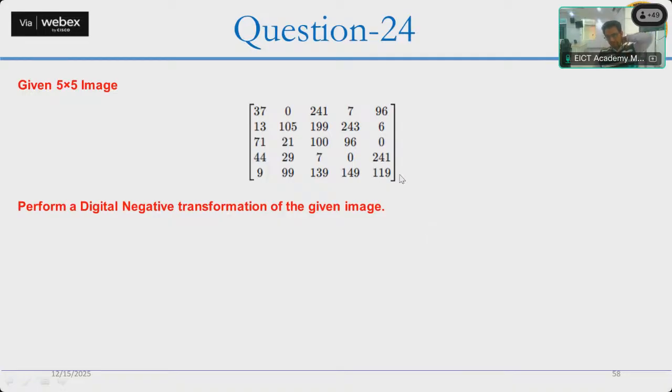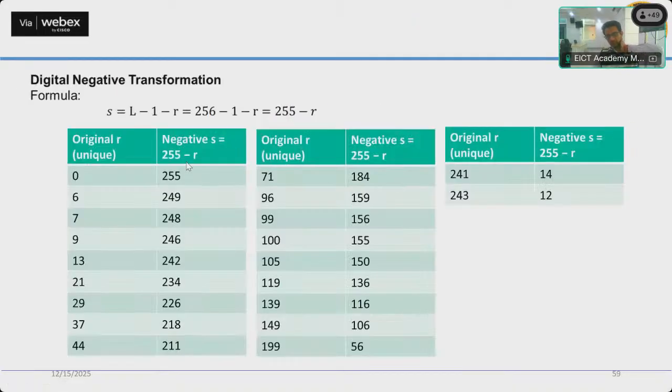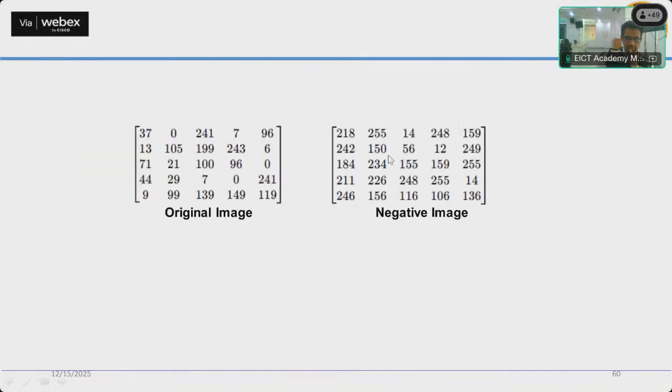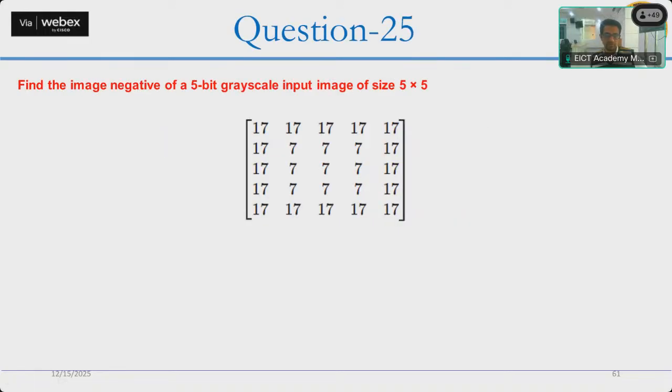When you see this part, again it is 255 minus r, and it has been shown here. You will be able to calculate all the values, and this is the original image and this is the negative image. We will see in the lectures also how this negative transformation helps in better recovery of the image. Find the image negative of a 5-bit grayscale input image of size 5 by 5.